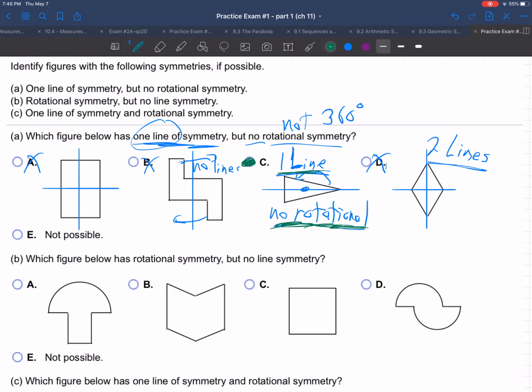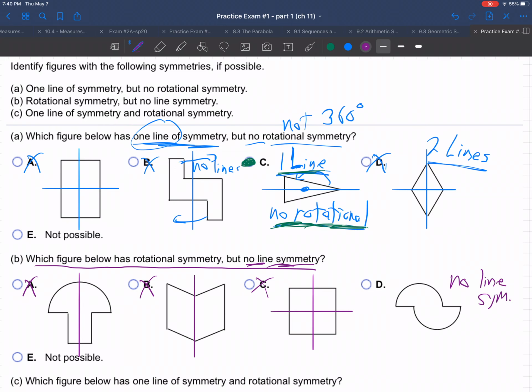C it is. All right, let's go down now to part B. Which figure below has rotational symmetry but no line symmetry? Okay, well, this first one has line symmetry. So that's out, it's supposed to have no line. How about B? B also has a line symmetry. It's supposed to have no line. How about C? C has line symmetry here, line symmetry there. C is out. So A, B, and C are out. You're supposed to have no line symmetry. How about D? D has no line symmetry.